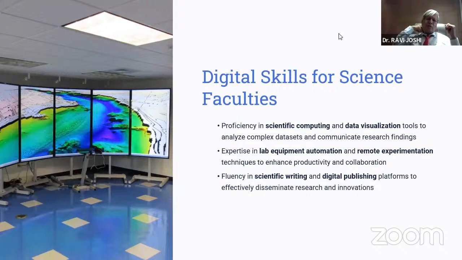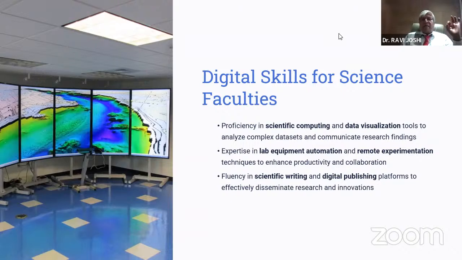When I'm talking to the science students about digital skills, it is proficiency in scientific computing and data visualization tools to analyze complex data sets and communicate research findings. MATLAB, so many software packages are available, and they must be able to use those mathematical models and software. It may be chemistry, physics, mathematics, or statistics for that matter, so that experimentation and scientific computing are possible, and data visualization tools are there.